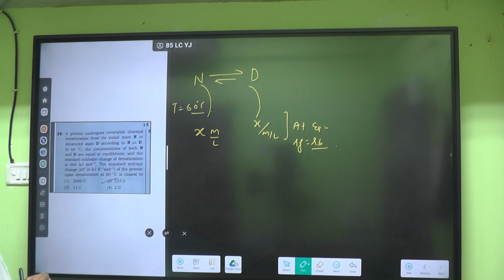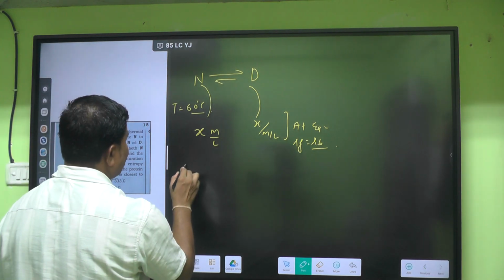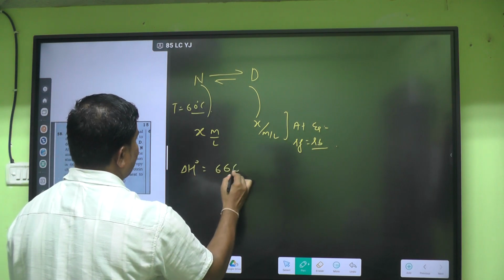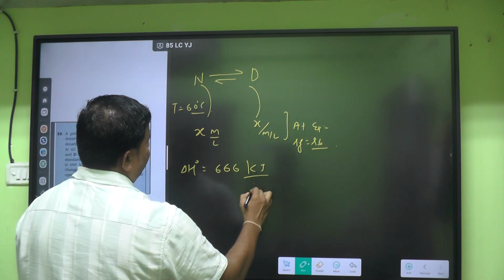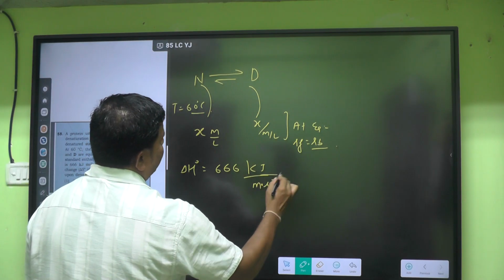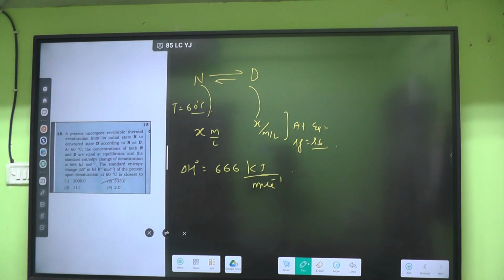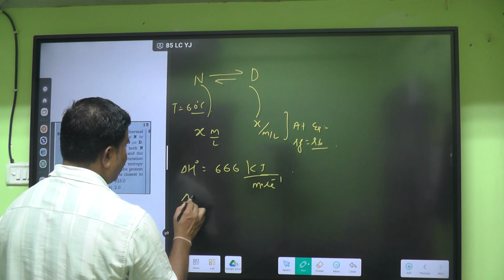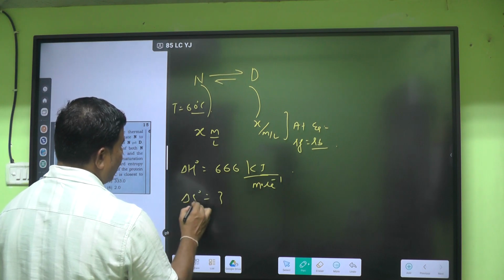The standard enthalpy change of denaturation is given, that is delta H naught. How much is the value given? 666 kilojoule per mole. This value is given for delta H naught. Then the standard entropy change for the protein denaturation near 60 degrees Celsius is closest to which value? We have to find out delta S naught.